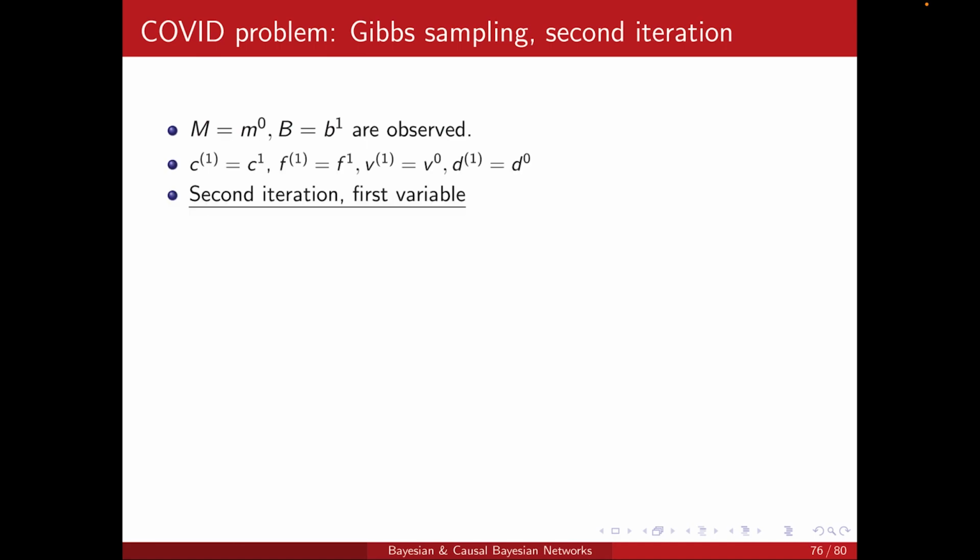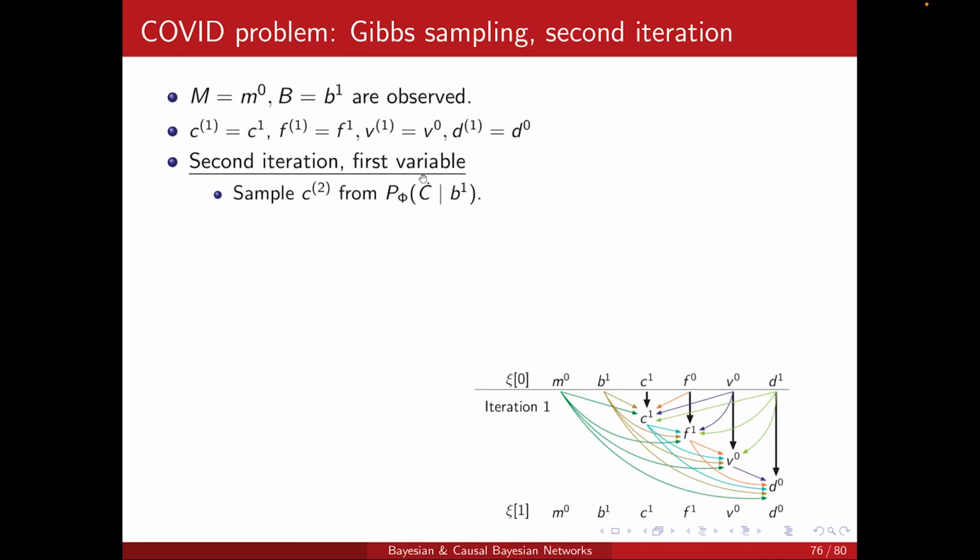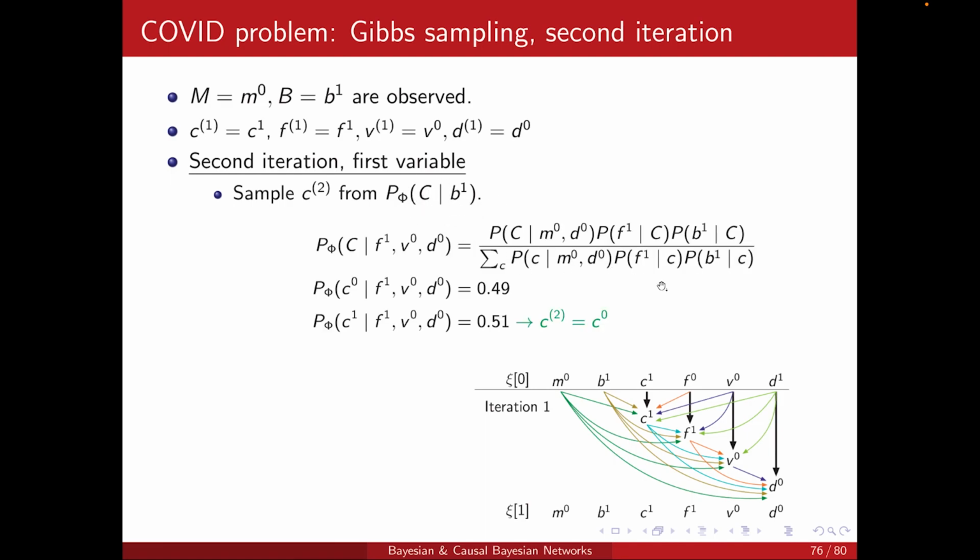But if I want to get a second particle, then I need to redo things, but I will start not from the initial particle that was obtained from forward sampling. I will do it based on this last particle. So again, I will start with the first variable, C2, but then this one is obtained similar to the previous case. It's just based on these three CPDs, and I will update the values.